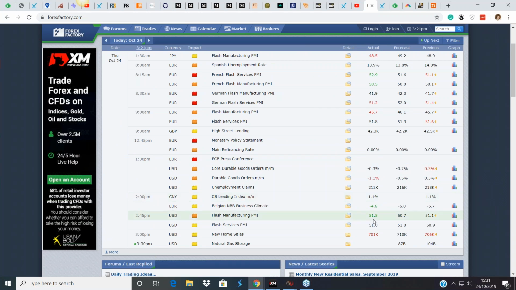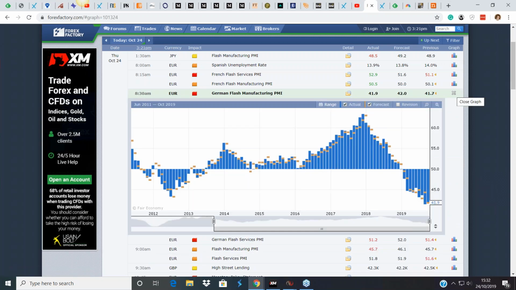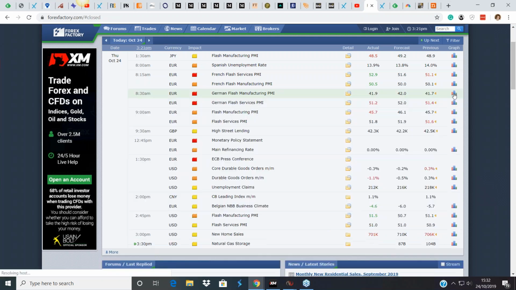Anything over 50 is considered to be a positive. So these are the numbers this morning for France and Germany. You can see here the German manufacturing one was absolutely dire. It's way off 50. In fact, there's a little chart there that really explains the situation Germany is in at the moment, and it is not a very pretty chart.